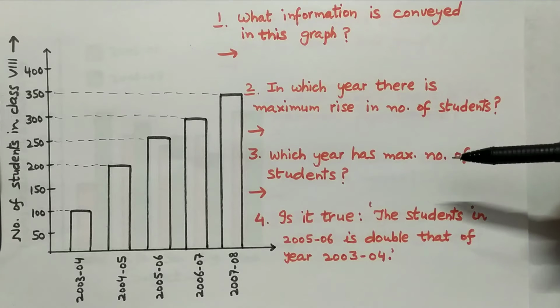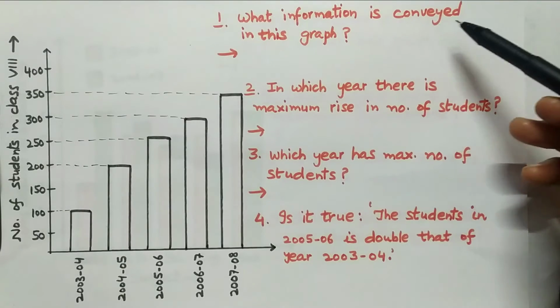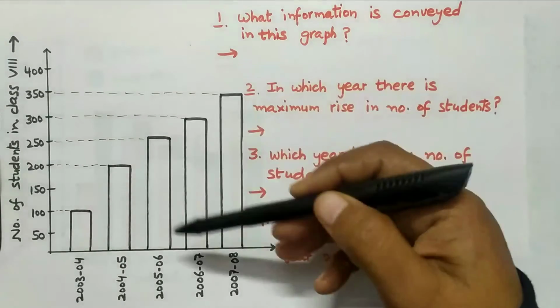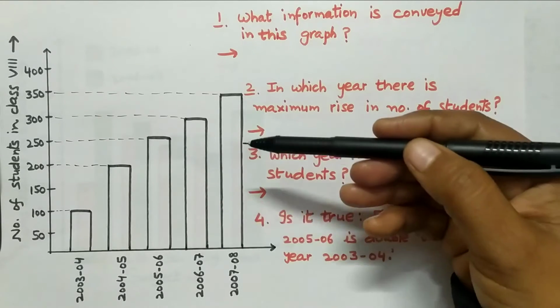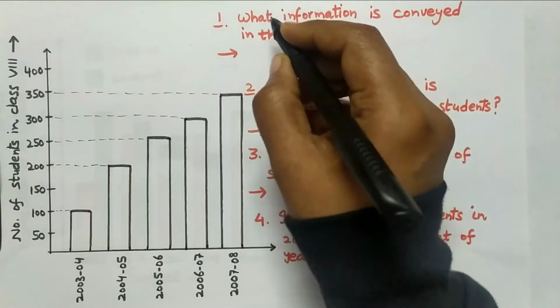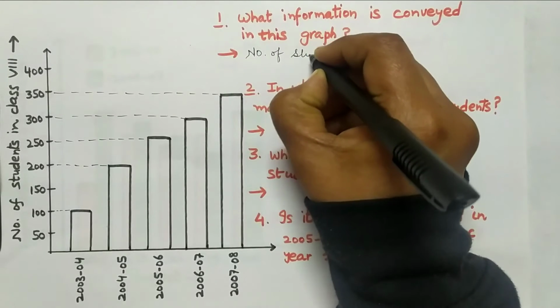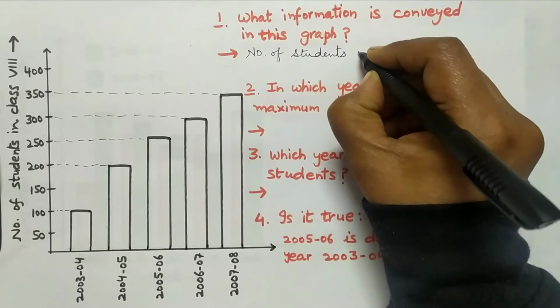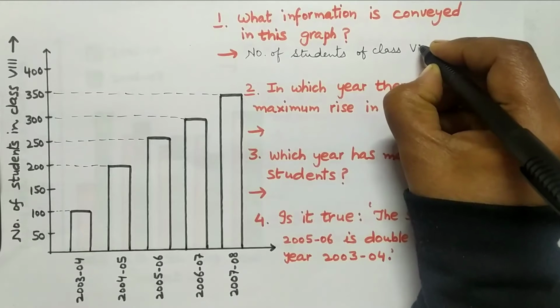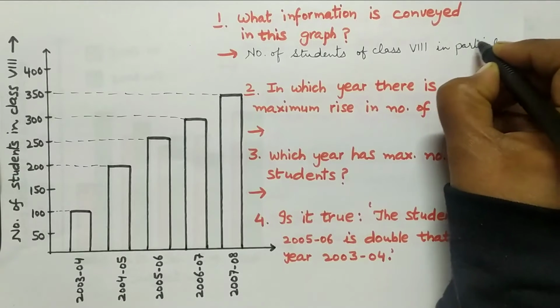Now we come to the questions of the given bar graph. First, what information is conveyed in this graph? Here we can say that this is the graph of the number of students of some school studying in class 8 in particular sessions. So we write: it is about the number of students of class 8 in particular sessions.